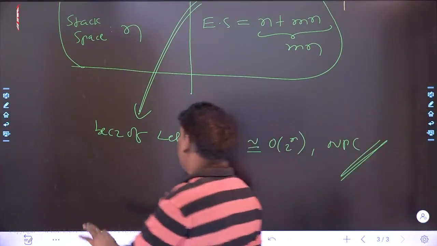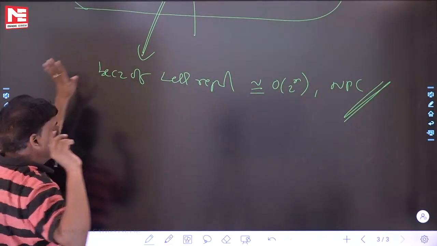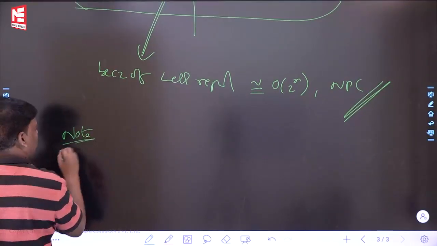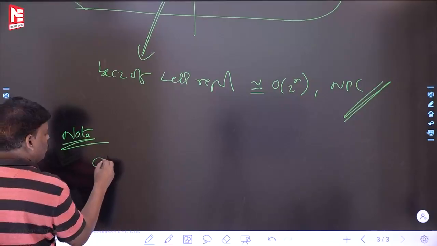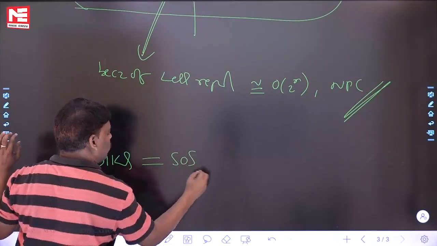Now, finally, those people who have a small doubt, listen. Those people who have any doubt on this, I want to write a final note. Listen to this note carefully: 0/1 knapsack is equal to sum of subsets. I want to say that.